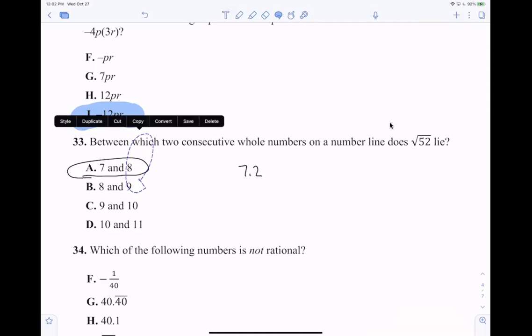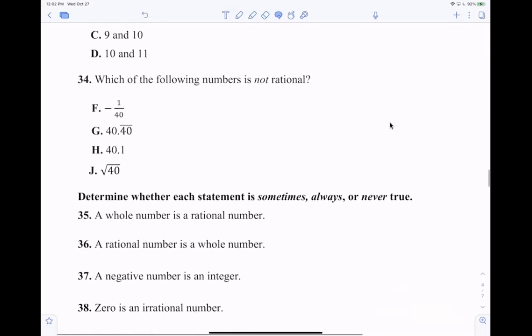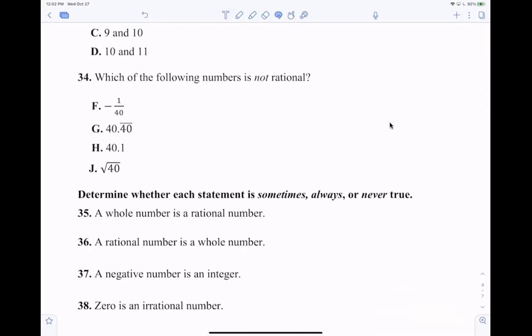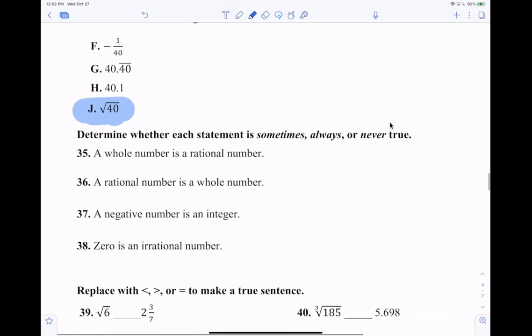Okay, Max, which one's not rational? J is not rational. A whole number. So give me a whole number. Can I write that as a fraction? Yes, 4 over 1. So always. That is correct.